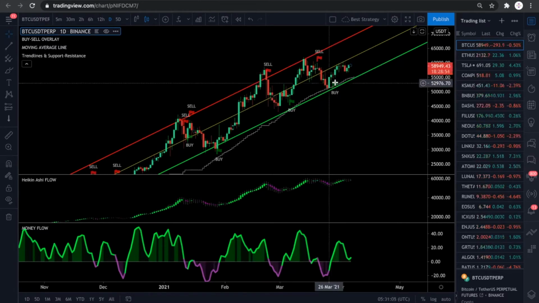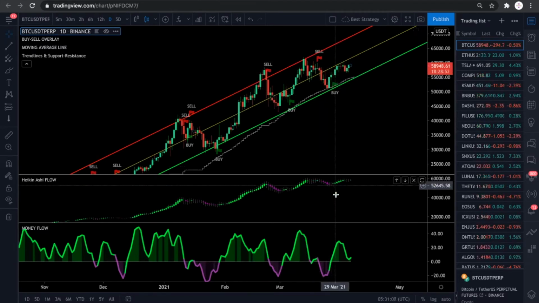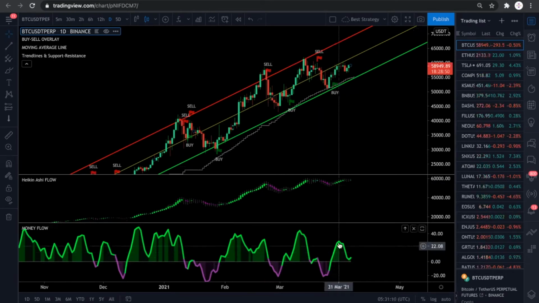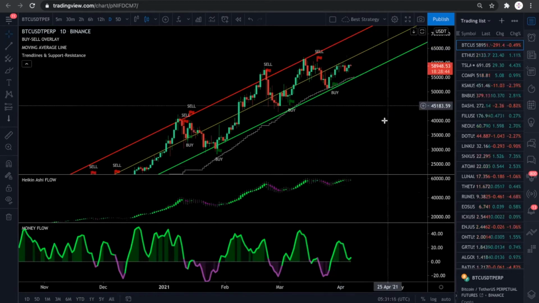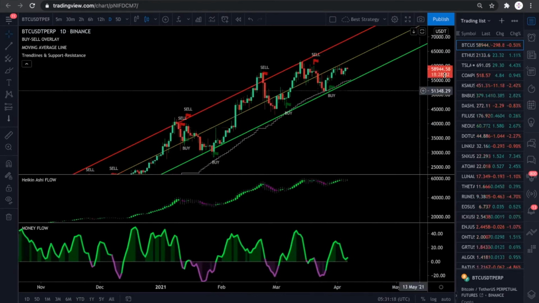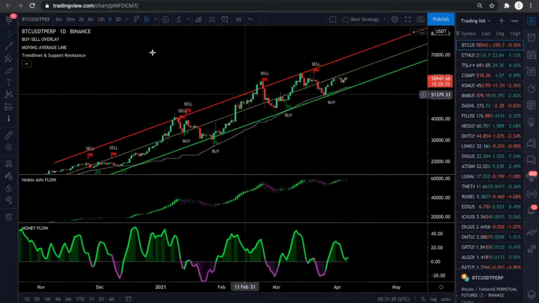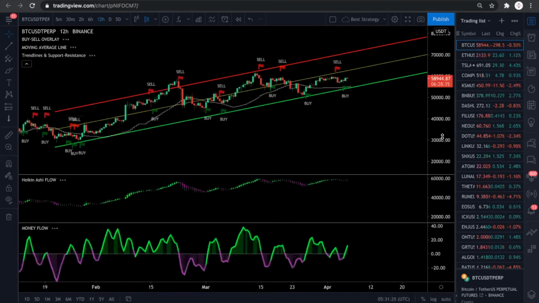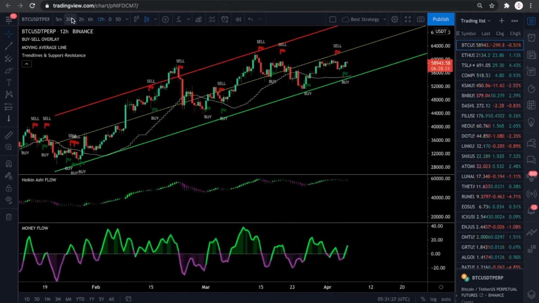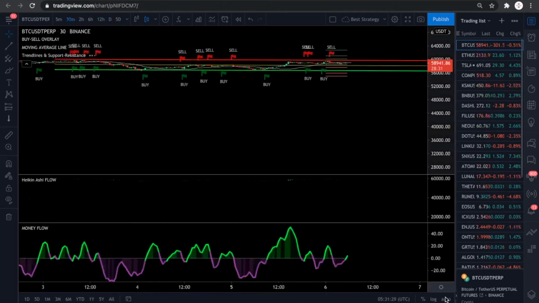Now we have another buy setup. Heiken Ashi turn green. Money flow is coming back up as the price moves up towards the resistance line. Very easy to use, very simple. Works on the daily, works on the 12-hour, even all the way down to the 30-minute.